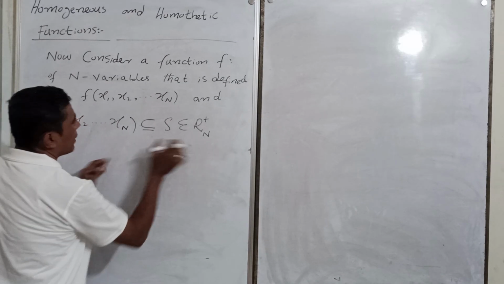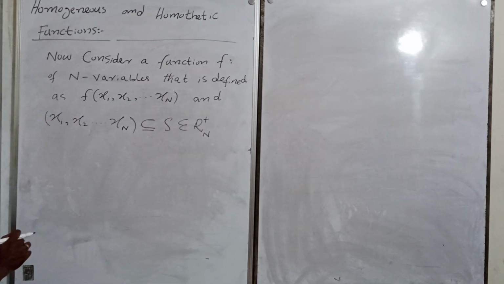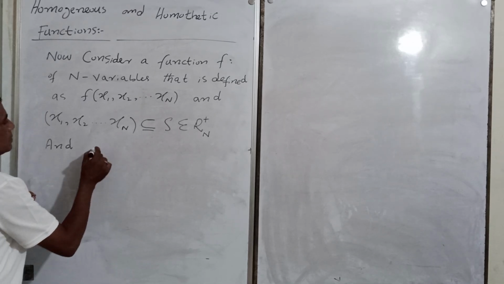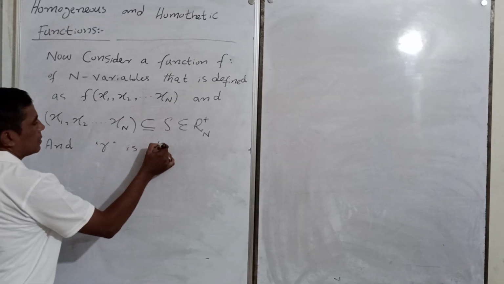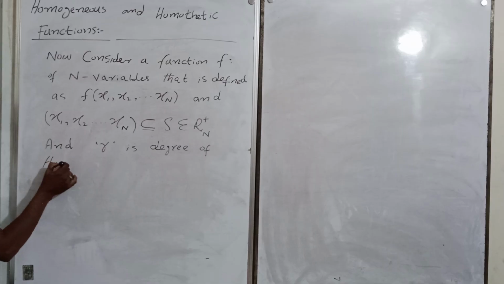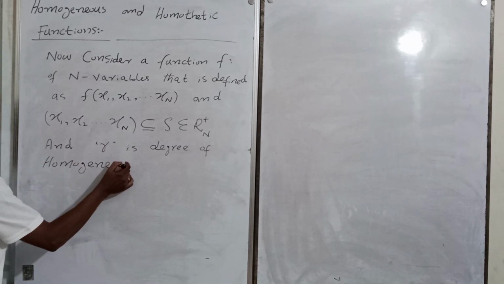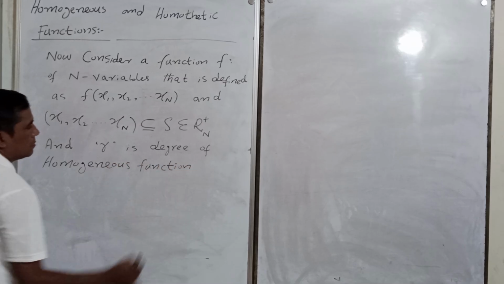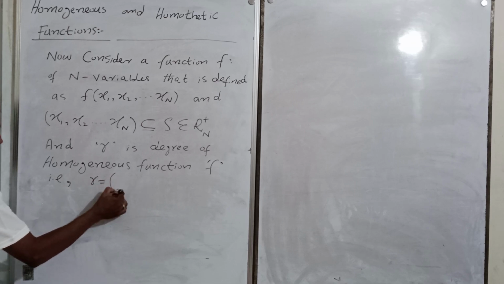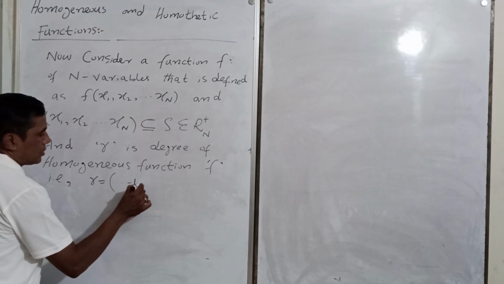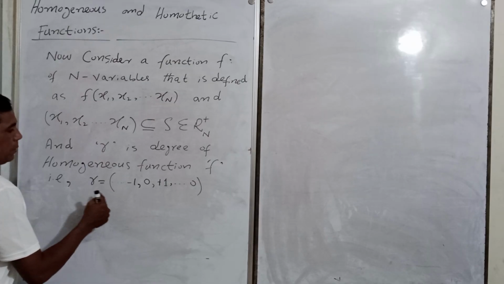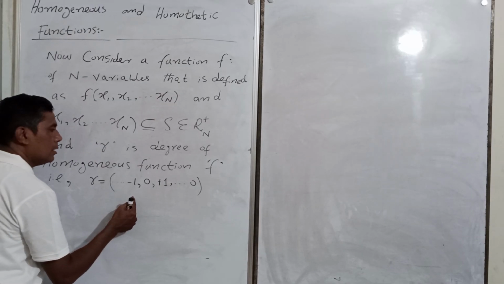Now the n-dimensional positive real numbers, and r is the degree of the homogeneous function f, that is, r may be -1, 0, +1, and so on, which lies between minus infinity and positive infinity.